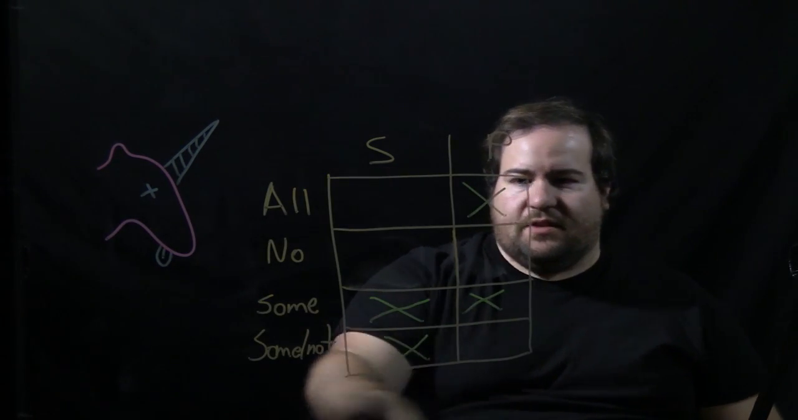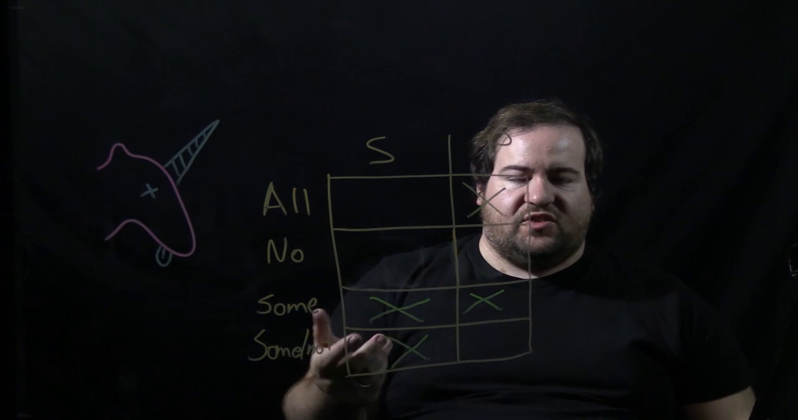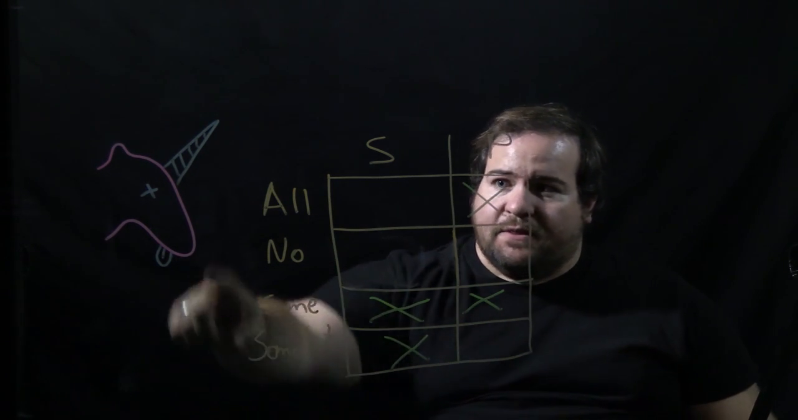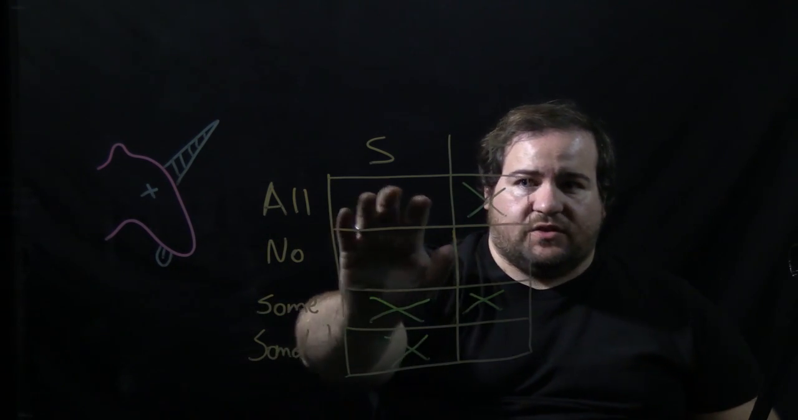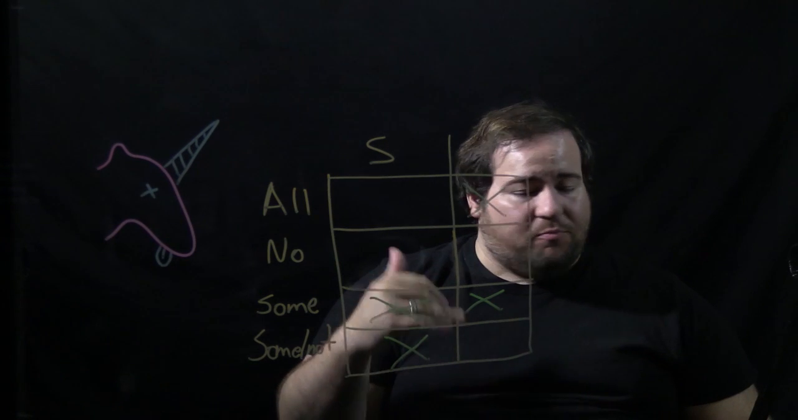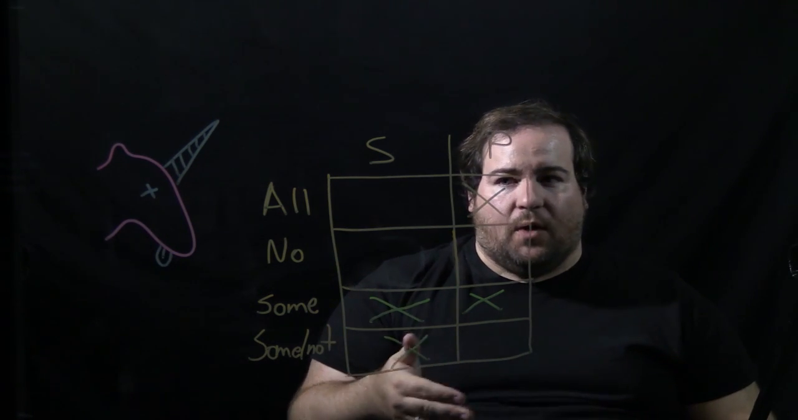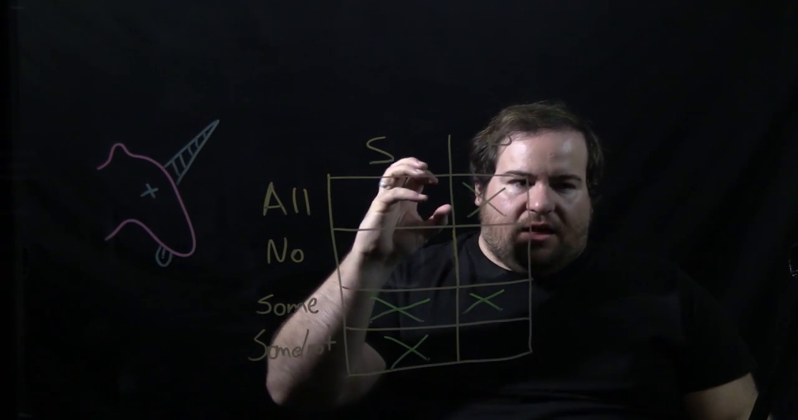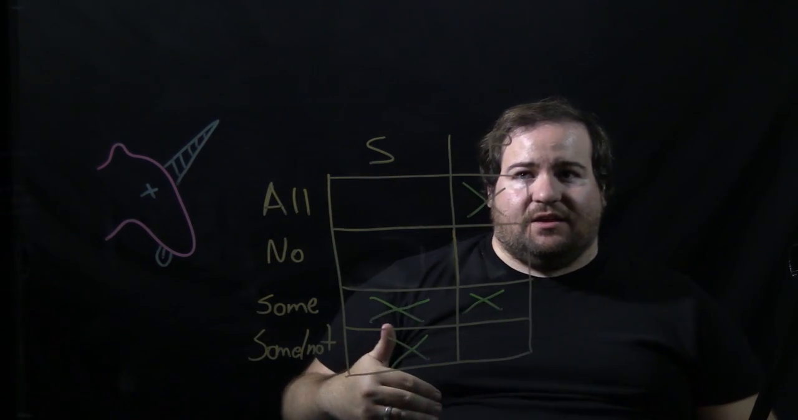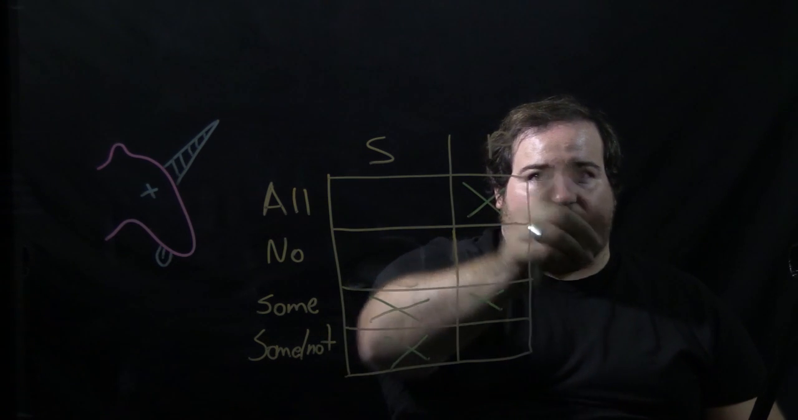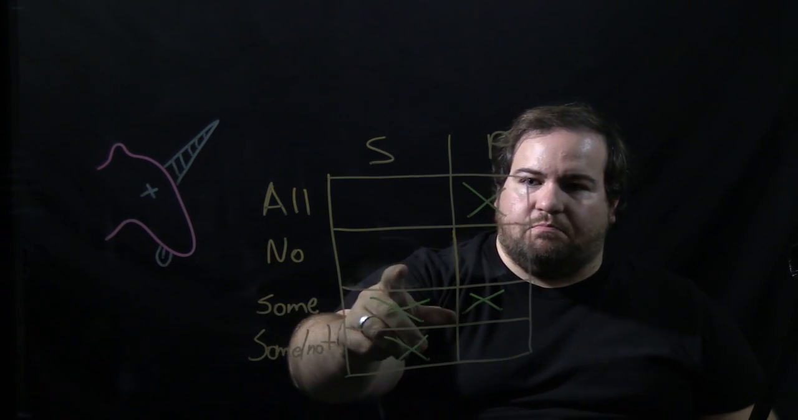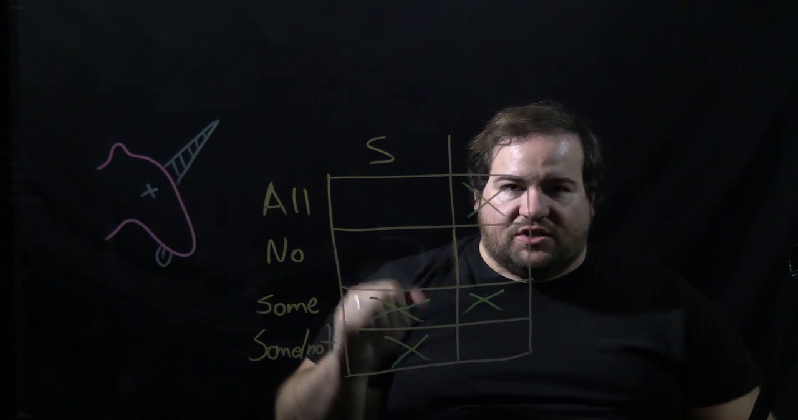So I've developed this handy little chart here for you to understand what is distributed and what isn't distributed. With all statements here, the subject, the first term, is distributed, but the predicate term is undistributed. Why? Because the amount of sway that the class in the subject has is stronger than that of the predicate, right? In no statements, both are distributed.